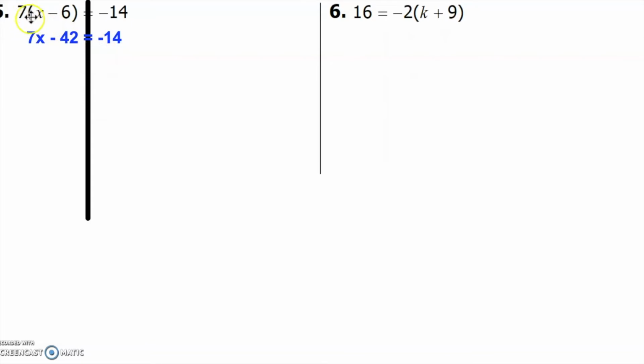That 7 is only in front of the parentheses on the left side of the equation, so we don't multiply the 7 times the 14. Now this is a two-step equation where I add 42 to both sides and then divide by 7 to get x is equal to 4.